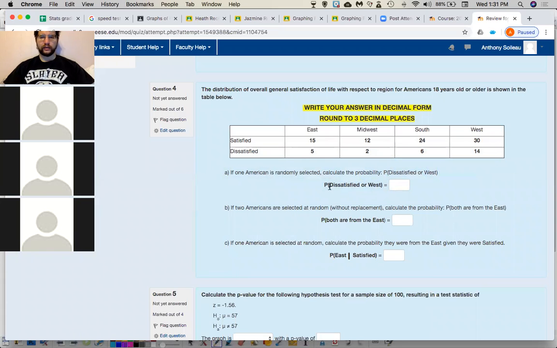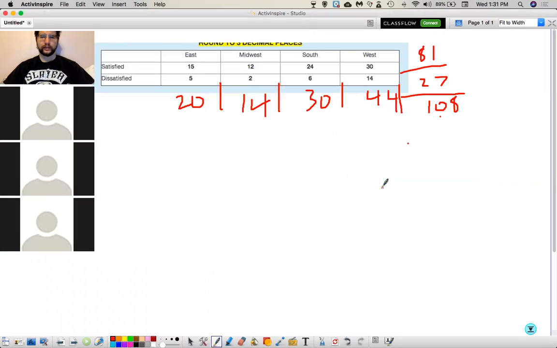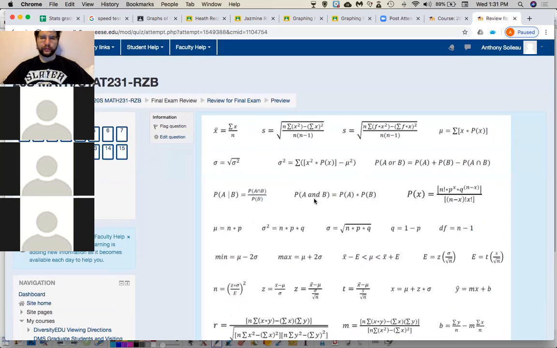And we also need to read what it says. It has words here, but hey, it says probability dissatisfied or west. So if you remember probability, oh, hey, I think they have that at the top of the formula sheet. Yeah, right here.